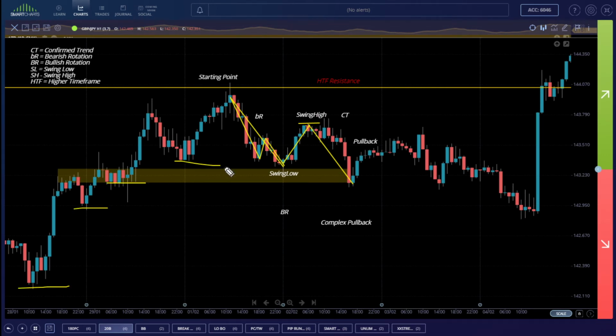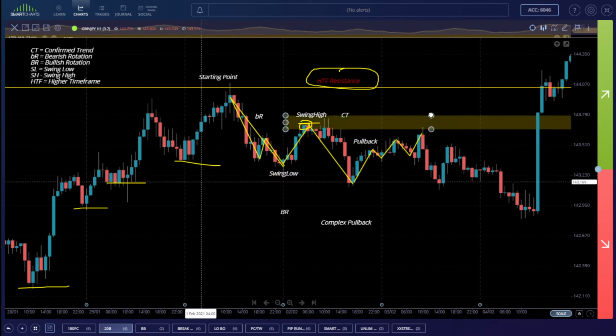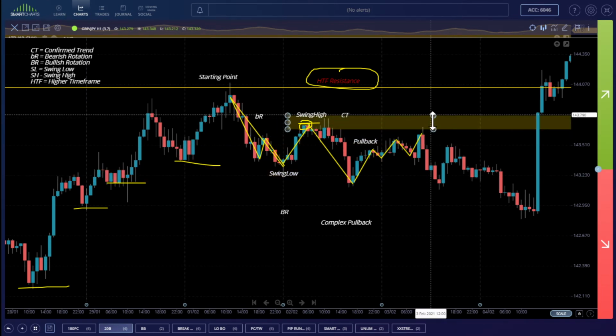You need to be careful of them on the way back down, but looking at overall structure, you've got a confirmed trend on the hour to the downside coming off higher time frame resistance. Price pulls back, makes a regular, or actually a pretty complex pullback, into this zone where our last swing high was.